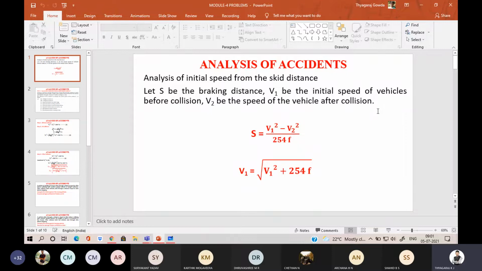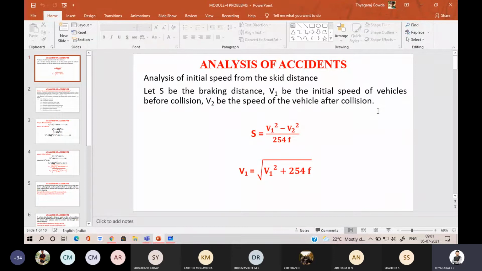Okay. So in module 4, I think we have discussed various types of accidents, what the causes for accidents are, and the basic elements for the cause of accidents. And we have discussed the measures also, that is engineering measure, enforcement measure and education measure. Today we will be solving some problems on this analysis of accidents.